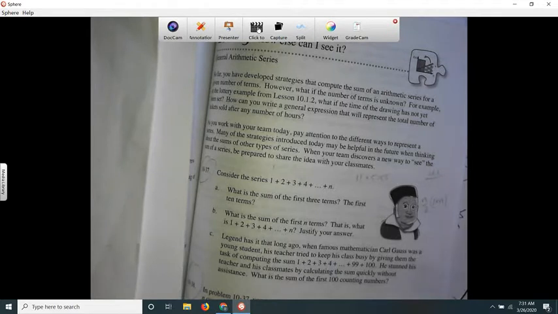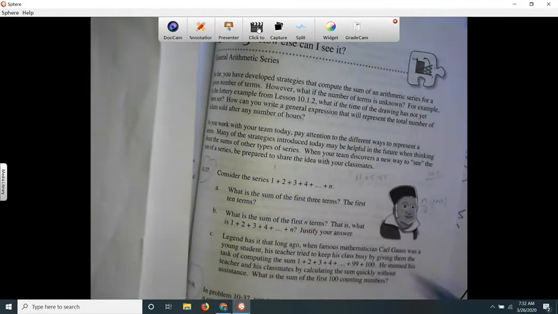You can stack the second half onto the first half and make a big rectangle, or you can do that thing where you pair them up and then add the pairs.